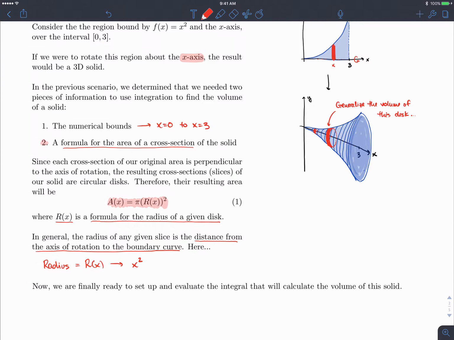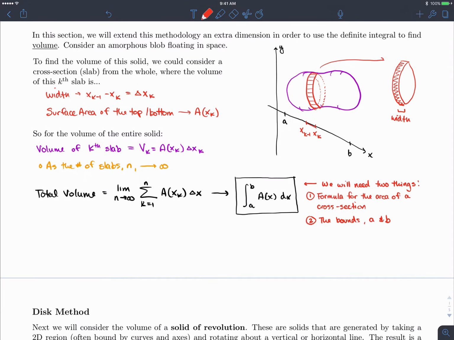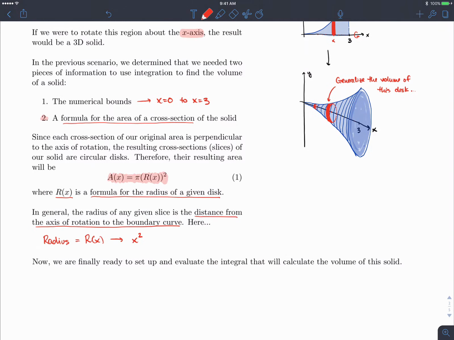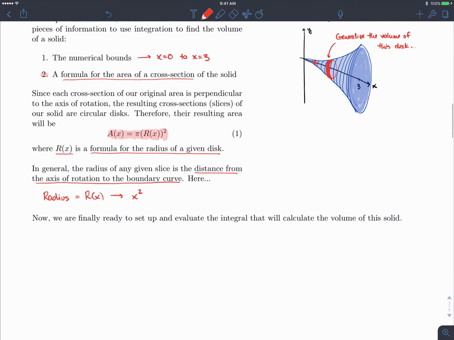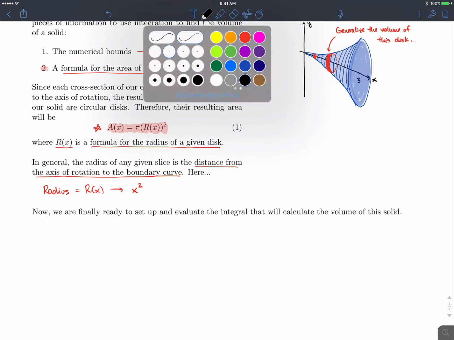All right, so again, going back to that very first example of volume that we did last time, where we said we needed to find two things, a formula for the area of a cross section and the bounds, we now have both of those. x equals 0 to x equals 3, and then x squared is going to be the radius, variable along this interval. So now we can use this formula right here to get our volume. So let's move into that.